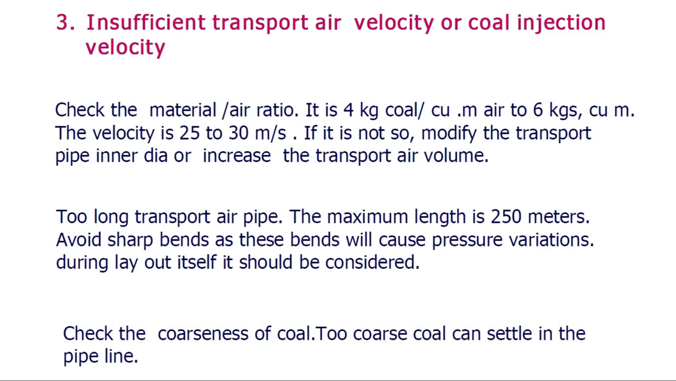Too long a transport air pipe. The maximum length is 250 meters. Avoid sharp bends, as these bends will cause pressure variations. This should be considered during layout itself. Check the coarseness of coal. Too coarse coal can settle in the pipeline.